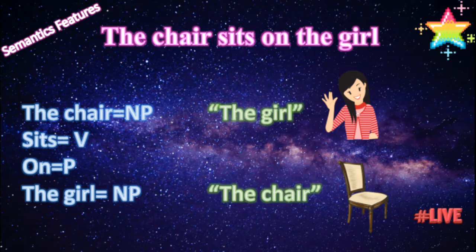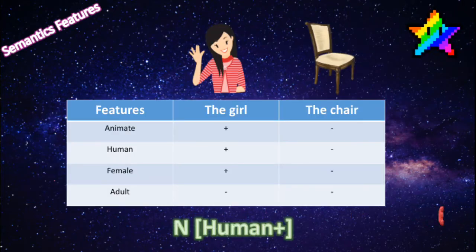The features plus animate, plus human, minus human, plus female, minus female can be used as the basic elements to differentiate the meaning of each word in a language from every other word. So, in case of providing the crucial distinguishing features of the meaning of a set of words such as chair and girl, we could have the following diagram.